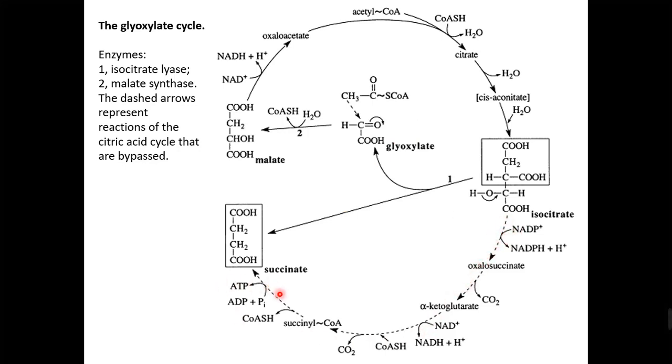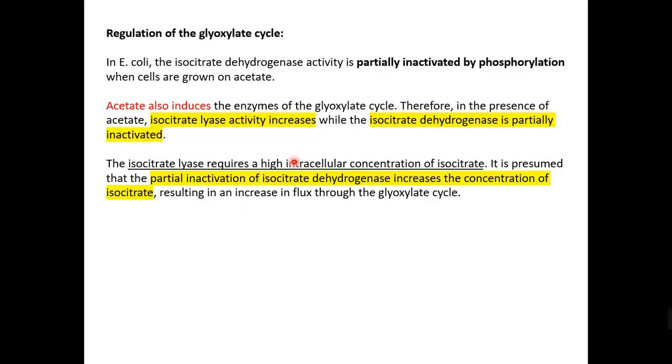That means this step is not present in the glyoxylate cycle. All the enzymes are blocked, that means this one is totally blocked. Due to that, isocitrate is accumulated. If there is a larger amount of isocitrate, it will be acted on by the first enzyme, isocitrate lyase, and this will form succinate and glyoxylate. And glyoxylate further reacts with number 2, malate synthase, and forms malate. That's all about the regulation of the glyoxylate cycle, and we can stop at this.